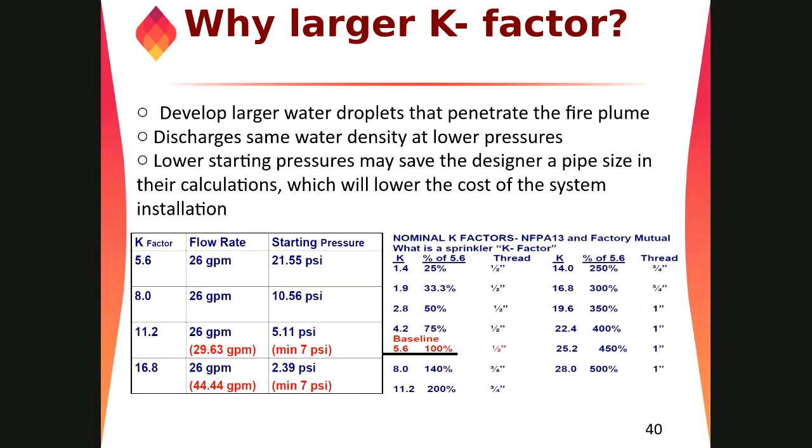So why a larger K factor? Why do we have different sizes of K factor? The higher the K factor, the larger the water droplets that penetrate the fire plume, right? And it discharges the same water density at lower pressure.